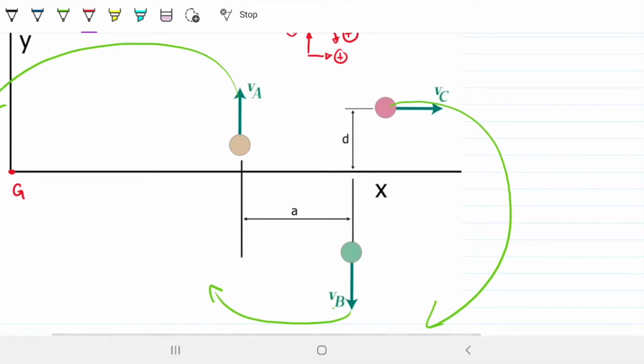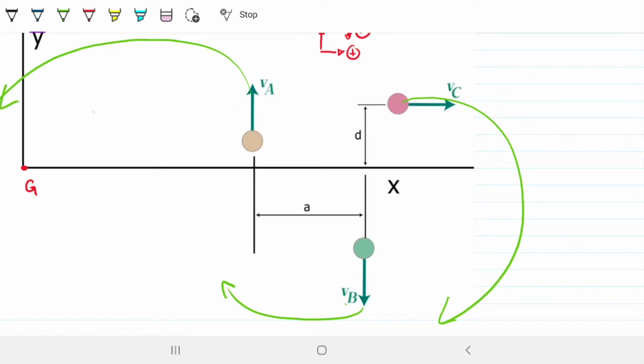So what I'm saying here is that if I'm calculating the angular momentum, and I'm going to call this h naught, my angular momentum will be positive for the angular momentum of B, and also positive for the angular momentum of C, and then negative for the angular momentum of A.